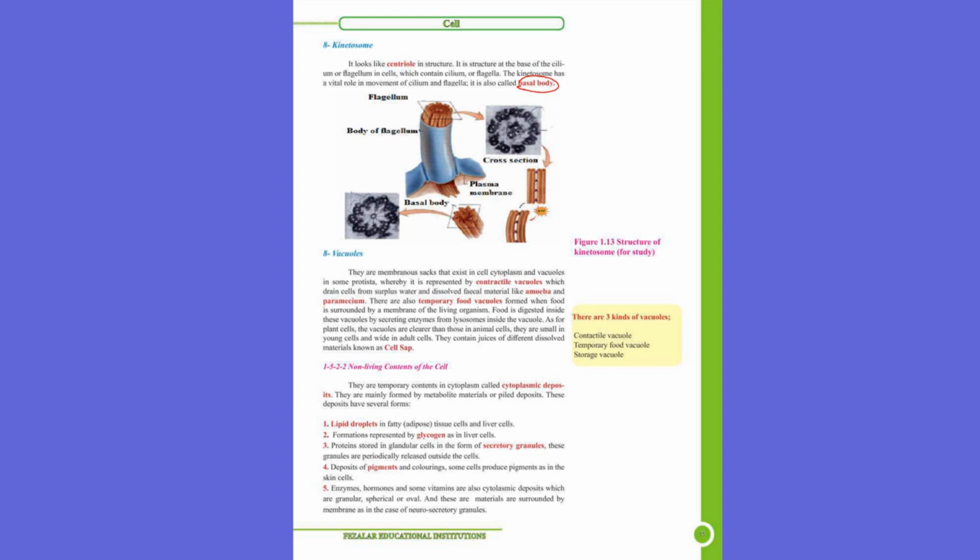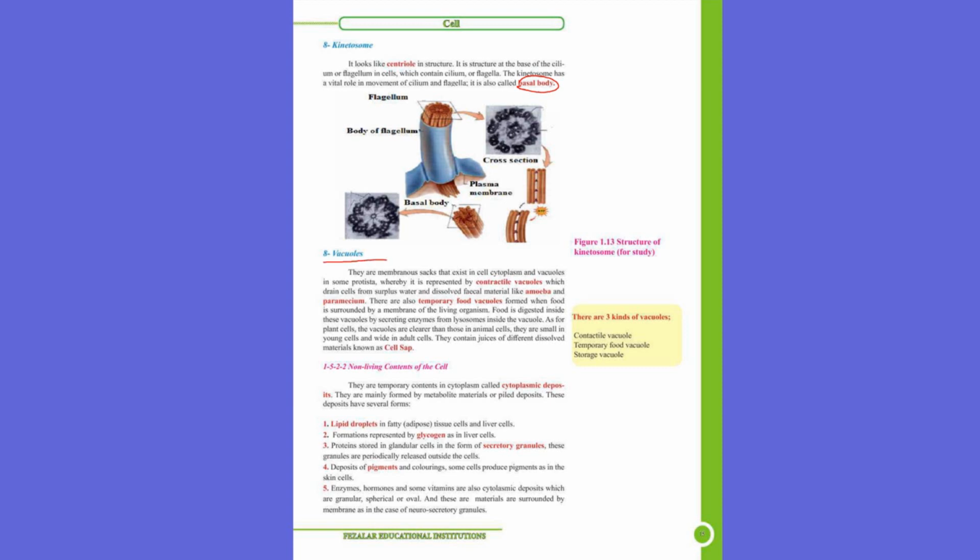It is made up of what? 9 triple groups of microtubules which are arranged around a circle, and its function is to help the movement of cilia and flagella in any cell which has them, and its location is at the base of cilia or flagella. Kinetosome.